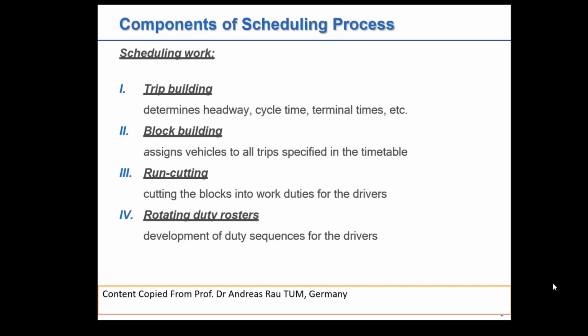And the third one is the terminal time. Of course, we would like to compute the departure and arrival time for the purpose of creating the timetable. So if we have all this information, such as headway, cycle time, and terminal time, we can create the timetable for any specific transit route.